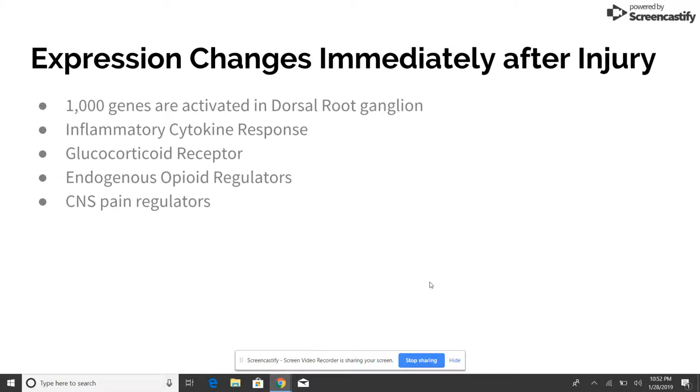Glucocorticoids regulate and suppress the cytokine response, and their expression can be disrupted by early life stressors like bad maternal care, diet, or bad grooming. Abused patients had disruption in their glucocorticoid production later on in life. Opioid regulators and central nervous system pain regulators also have different expression changes right after an injury. Genes are switched on to help cope with the injury.